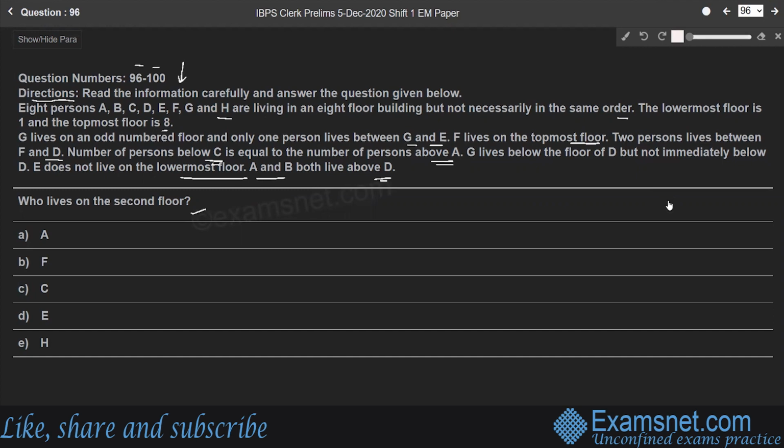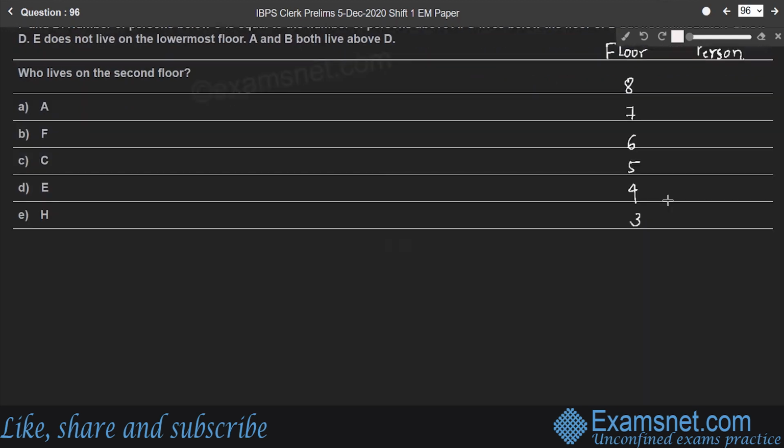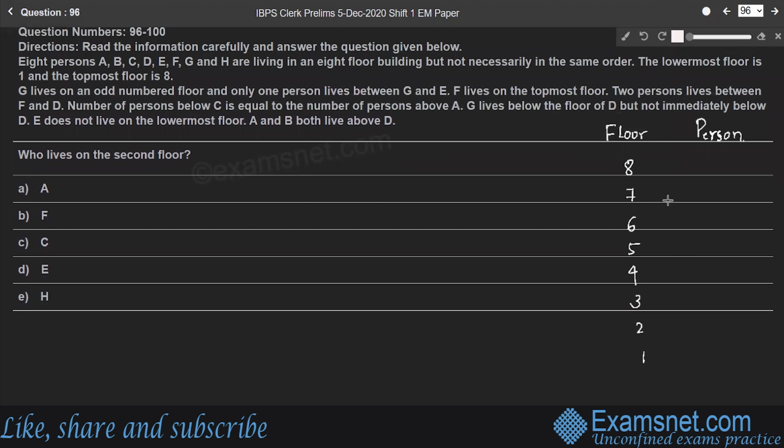So for this, let us write this information in the form of a table. Here in the first column, let us write all floors, and persons who live on those floors. So it is given that the topmost floor is 8. I start from 8: 8, 7, 6, 5, 4, 3, second floor and first floor. Right? And the respective persons are, for this, I will start from this point here. Topmost floor: F lives on the topmost floor. So the first point is F on the top floor.